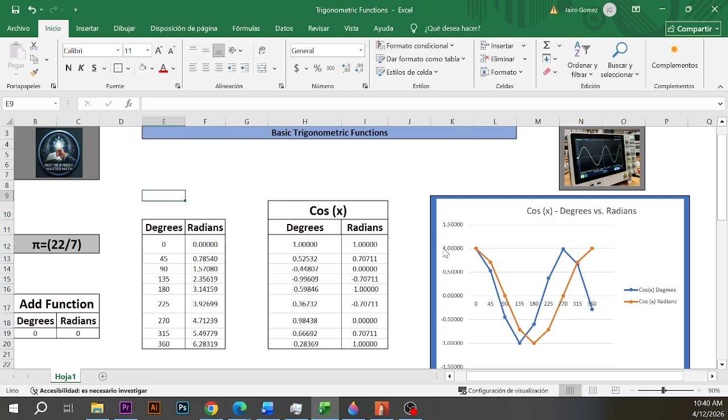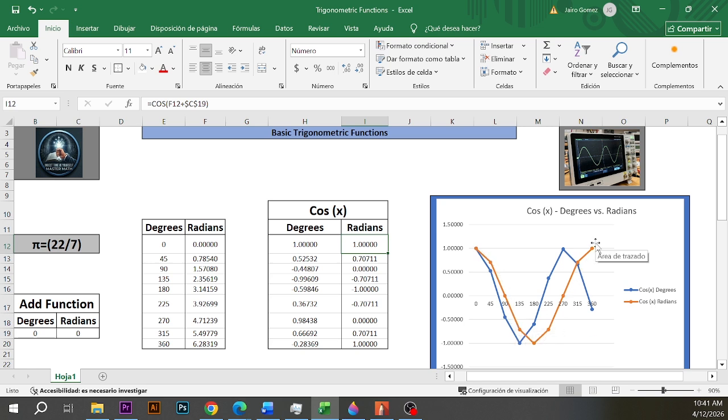Here we have the two functions of cosine, both in degrees and in radians, calculated using the cosine function of Excel. This goes from 0, just like our circle, cut up into 8 chunks, each one 45 degrees apart. When we use the cosine function on degrees, we get this curve right here in blue. And when we use the cosine function in radians, we get this orange function here.